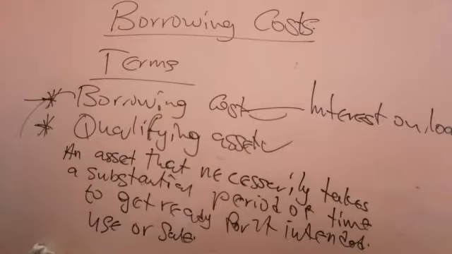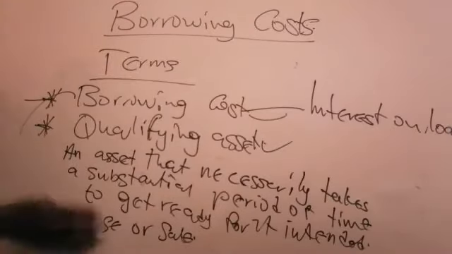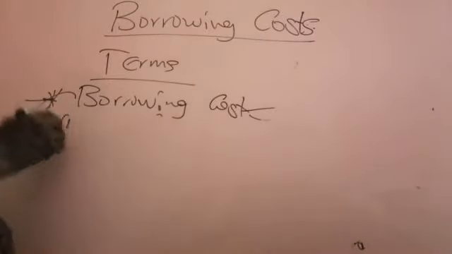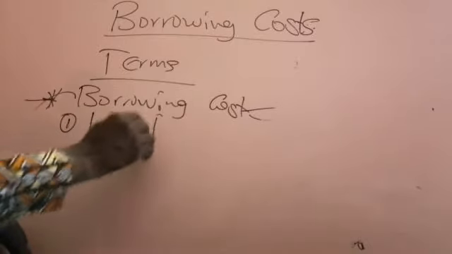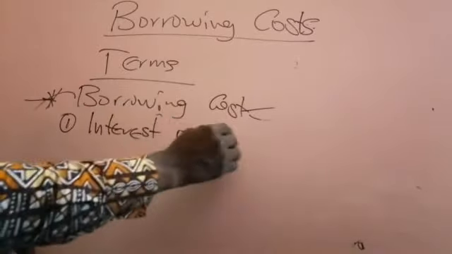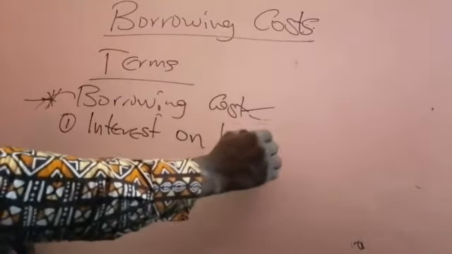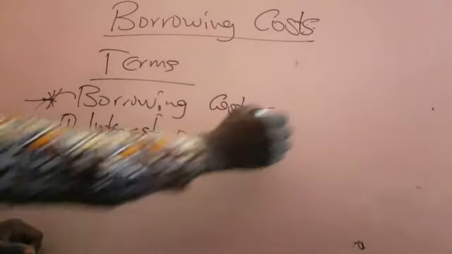Then finance charges in respect of leases that are recognized in accordance with IFRS 16. So another example is finance charges on leases. So let's look at the examples of borrowing costs. Example one, we said, is interest on loans. Here, any loan at all, it can be overdraft.